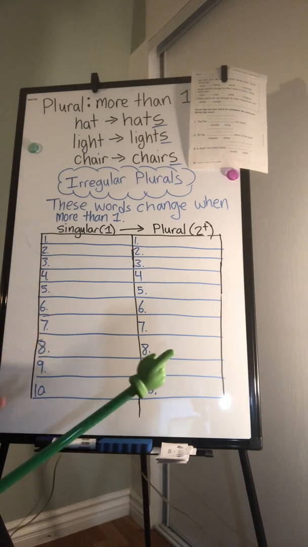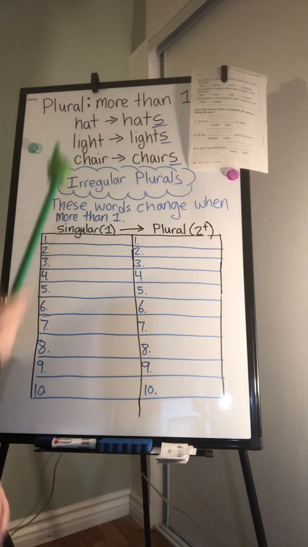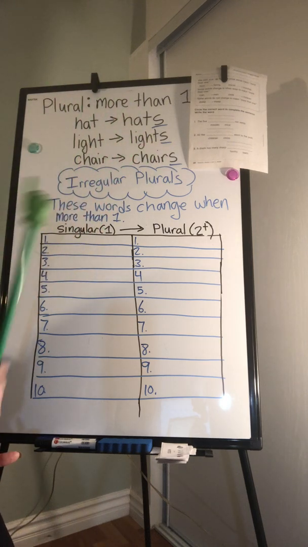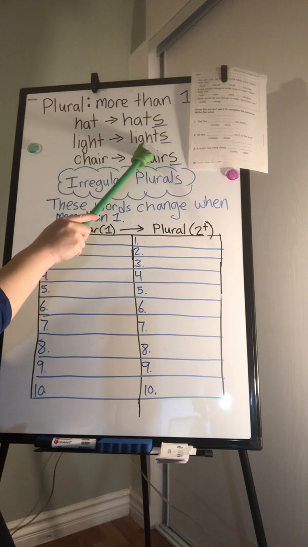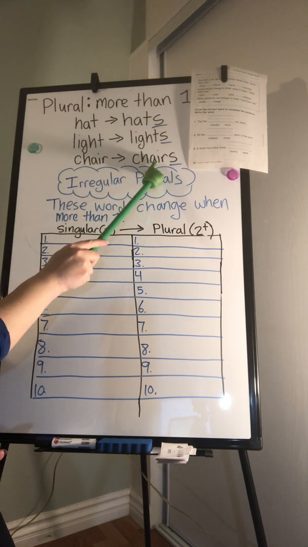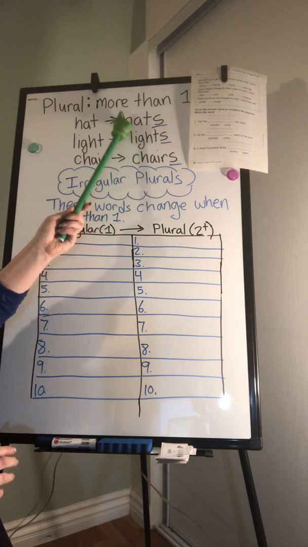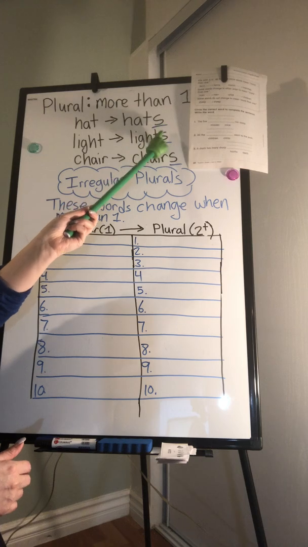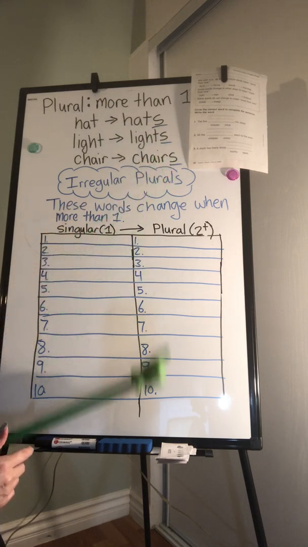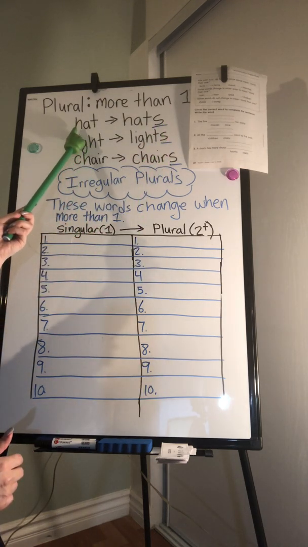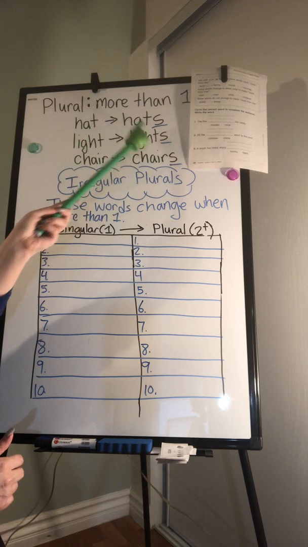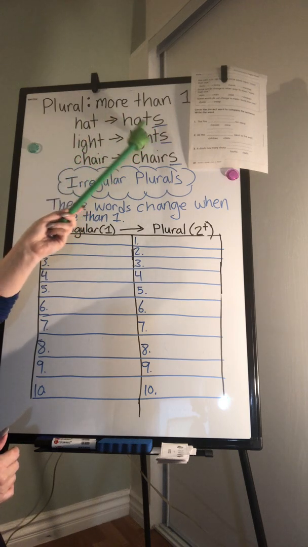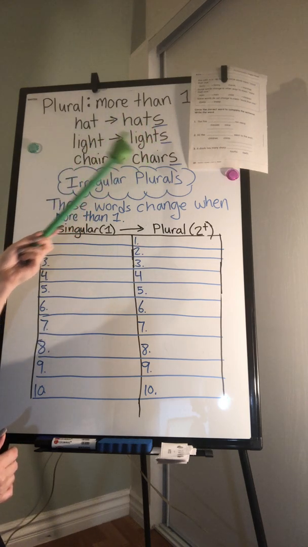For example, if I have the noun hat, the plural is hats. So one hat, two hats. One light, two lights. One chair, two chairs. So these are the plurals. And sometimes when we have more than one, all we have to do is add an S to the end of the word. So you see how we had hat, H-A-T. Over here, to make it more than one, all we did was add the S. Hats, hat, hats. Light, lights.